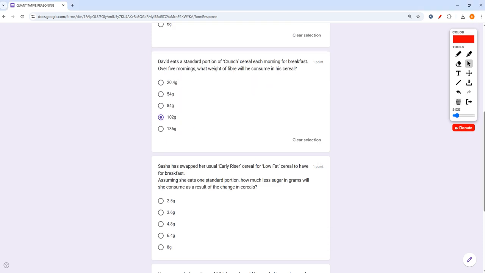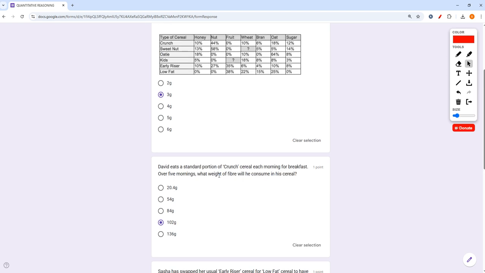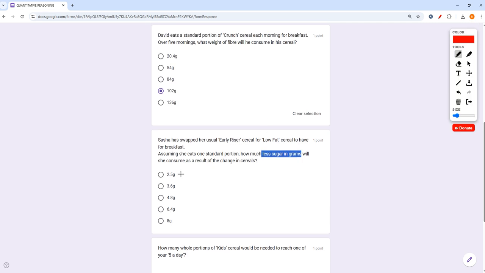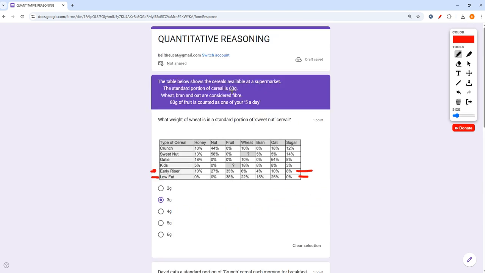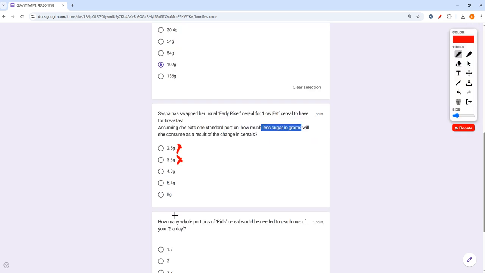All right, so what's the next question? Sash has swapped her early riser for a low fat to have for breakfast. How much less sugar in grams will she consume? So early riser to low fat. Sugar went from 8% to 0%. How much saving? 8%. It has to be a multiple of 8. Can't be this. Can't be this. Could be one of these 3. 8% of what? I'm trying to find out 8% of 60. 8% of 60, 48. 8 times 6, 48. Has to be 48, right. There you go. That's another speed maths.